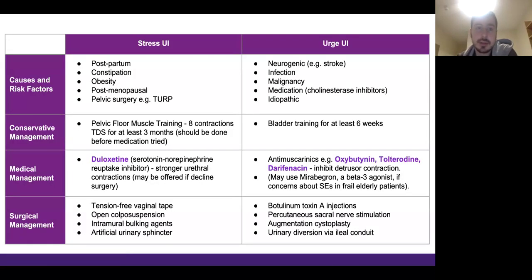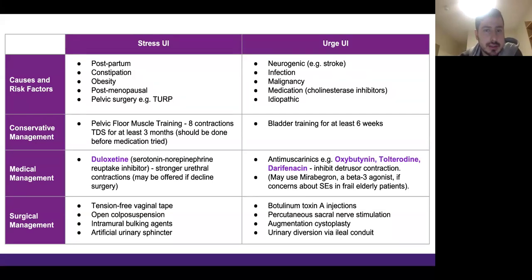So this slide is focusing on the two most likely ones you're going to encounter, and this is stress and urge. So stress often happens postpartum because of long-term rise in intra-abdominal pressure, can also happen in obesity because of the same reason, and constipation. Whereas urge can have a neurogenic element, but often it's just idiopathic.